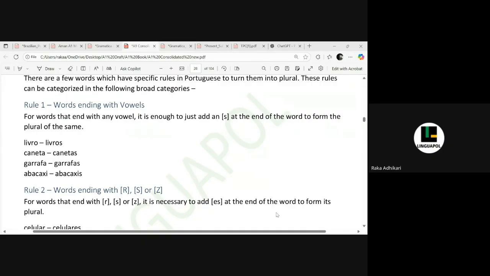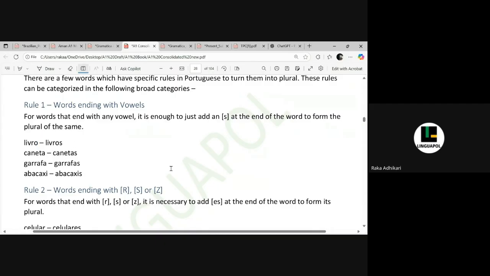So rule number 1 talks about vowels. That is, if any word ends with a vowel, then we simply add an S at the end of the word to make it plural. So you can see the examples here. Livro, it ends in O.